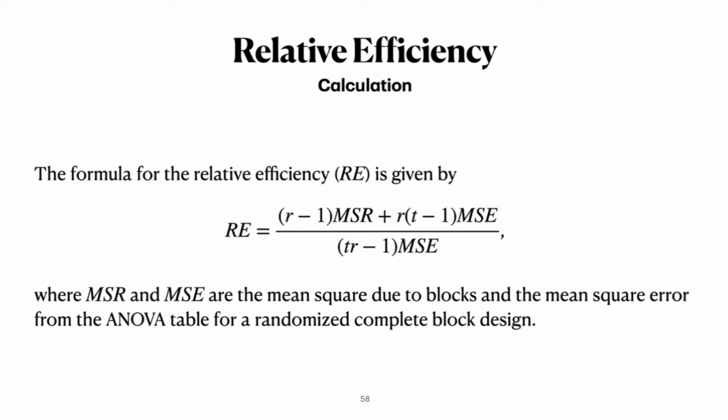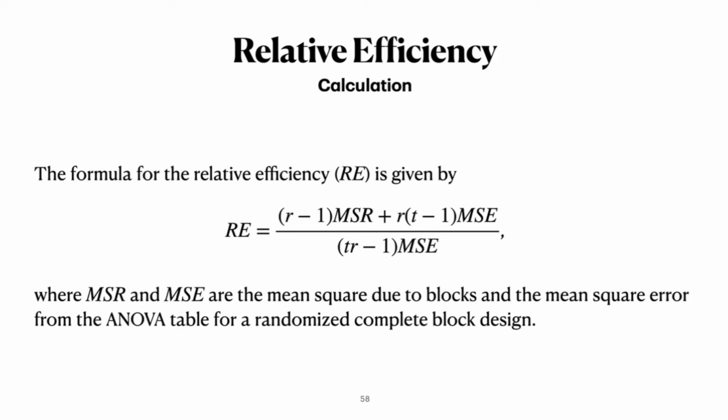Now, the formula for the relative efficiency is given by this expression. So the relative efficiency is (R minus 1, R being the number of blocks used, times MSR plus R times (T minus 1), again T being the number of treatments used) all over (T times R minus 1, which is the total number of observations minus 1, times MSE). Now MSR and MSE are the mean square due to blocks and the mean square error, respectively, from the ANOVA table for the randomized complete block design.